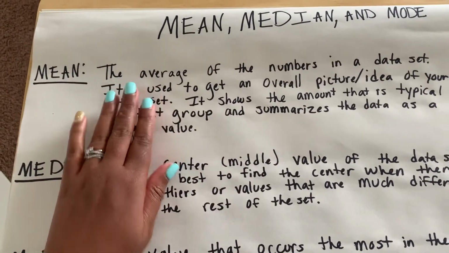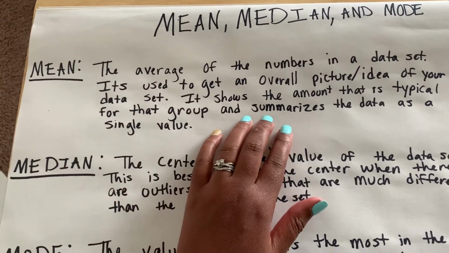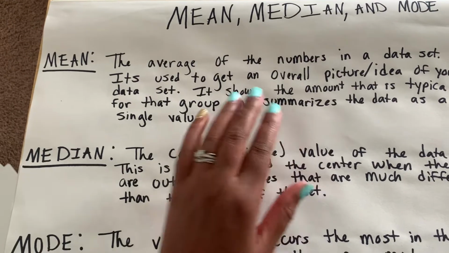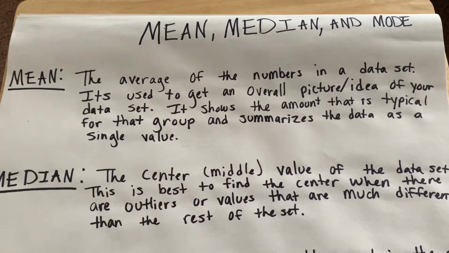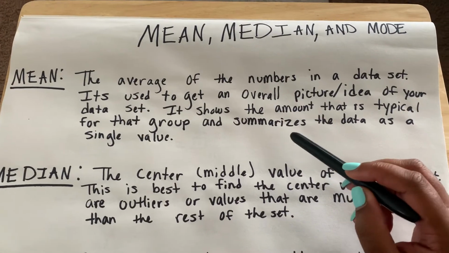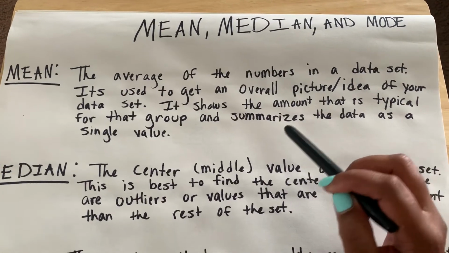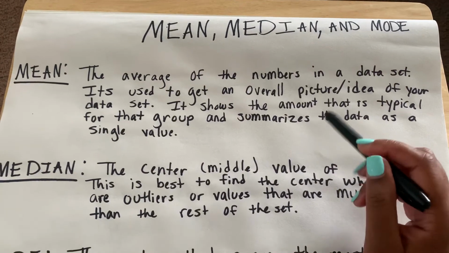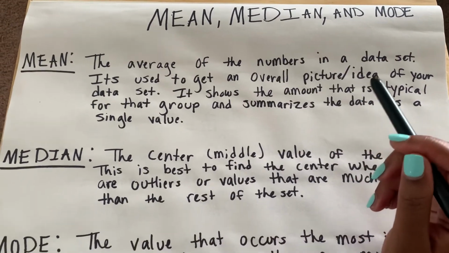The mean is the average of the numbers in a data set. It's used to get an overall picture or idea of your data set, and it shows the amount that is typical for that group, summarizing it to a single value.